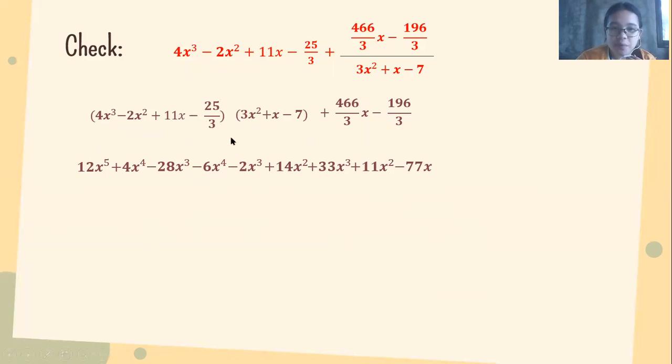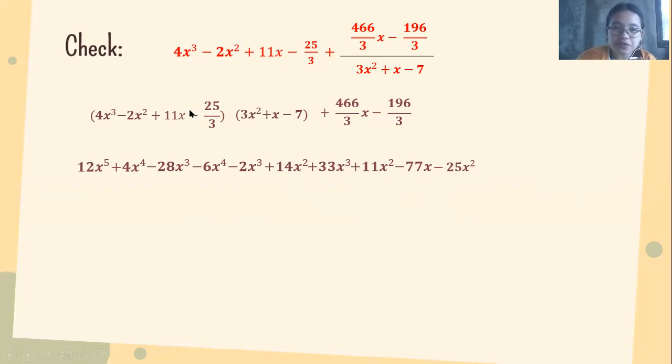Next, the fraction. When we multiply fractions, numerator to numerator and denominator to denominator. So, negative 25 over 3 times 3x squared, we have negative 25x squared. So how? 25 times 3 is equal to 75. So we can divide it by 3. 75 divided by 3 is equal to 25. Then our sign, negative times positive is equal to negative. Then copy the variable and exponent.